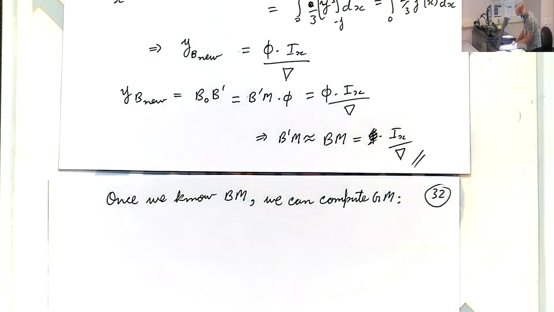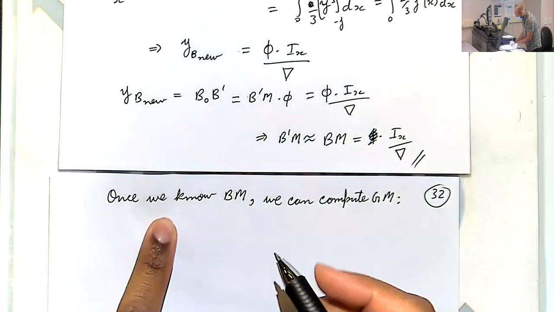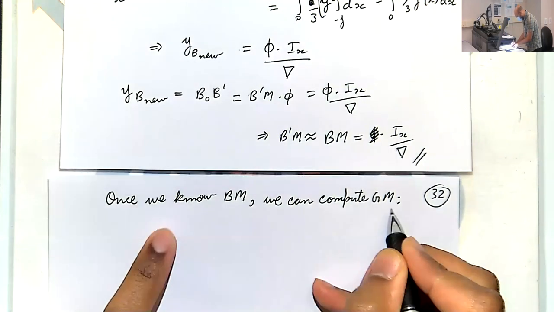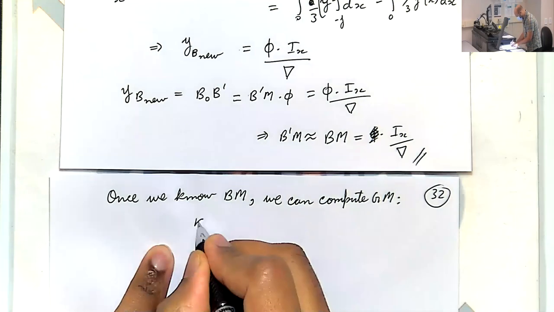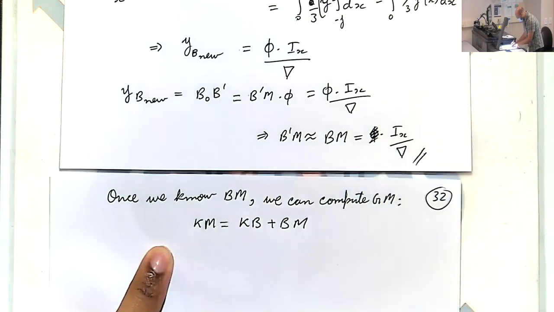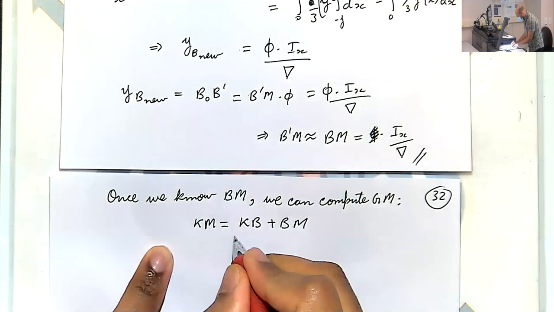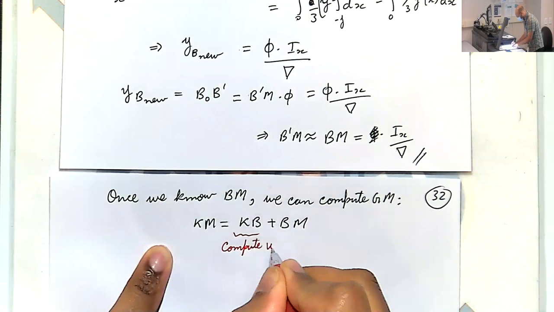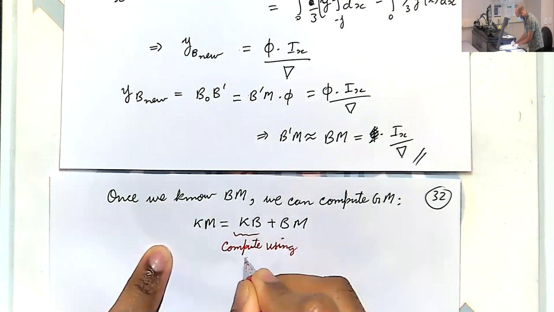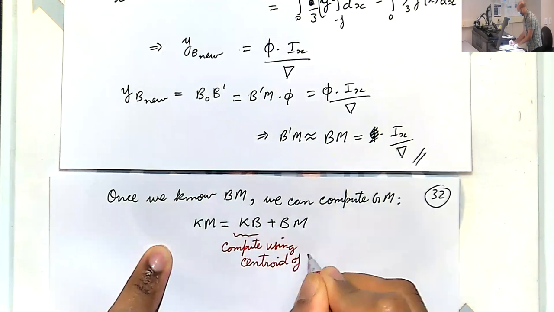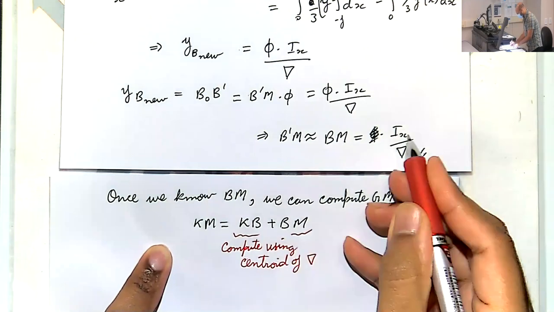All right, so once we know BM, we can compute GM. Two equations are the main things to keep in mind for computing the stability. First, KM is what? It's KB plus BM. This KB we compute as the centroid of the volume. And BM is what we just wrote up here. This is I over NABLA.